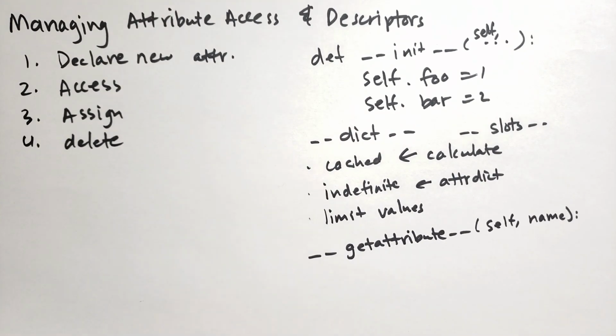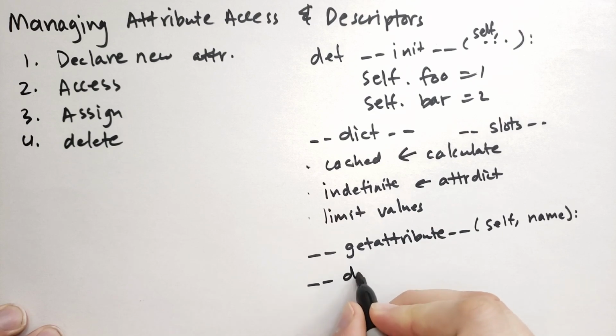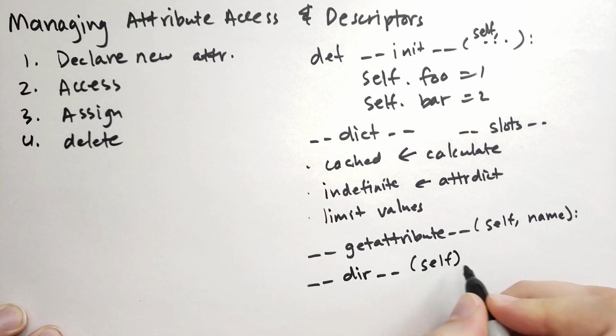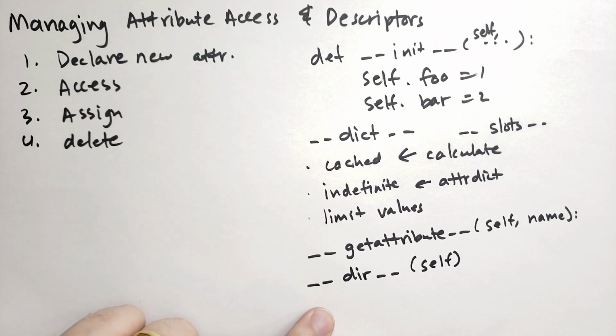There's another method too. It's called dir, D-I-R, and it just takes the object. And what this method does is it returns a list of attributes. I don't think you should override this one either. I think the natural dir is the best. Typically people don't override dir, even though they probably should.